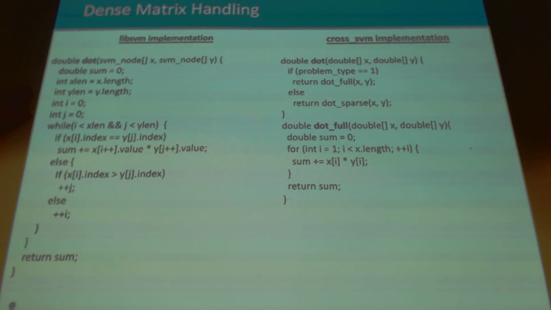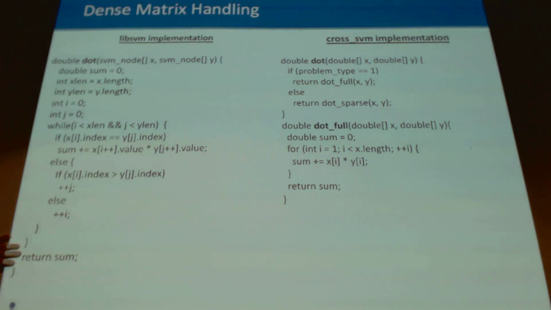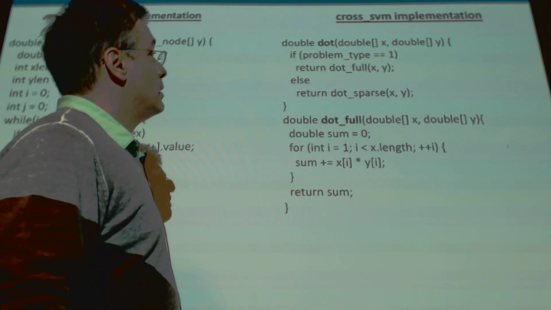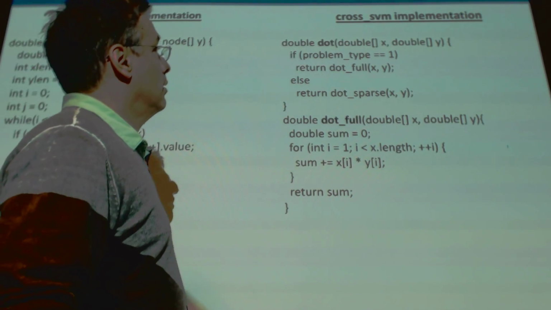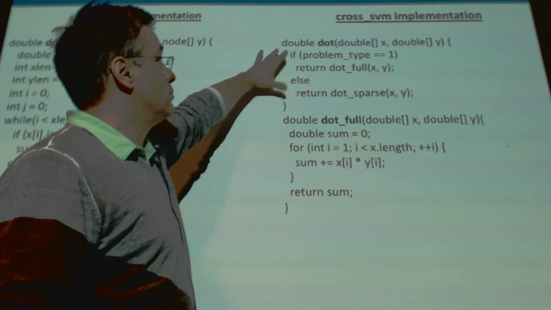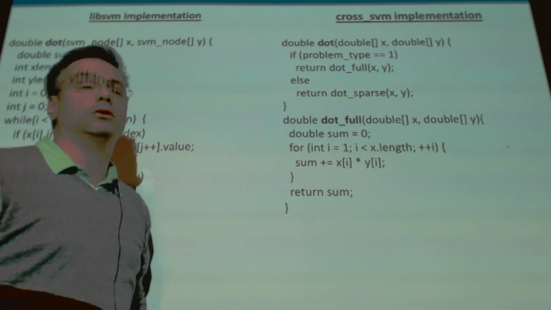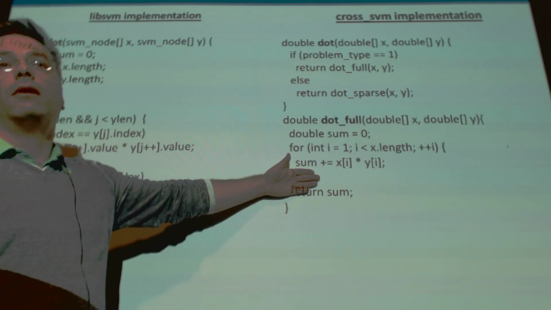This is also an aspect of the code. This is the original libsvm implementation. Because we assume that the data is sparse, we need to have these ifs to check if 2 indices of the data are the same, right? So for every calculation, every time, we need to do this. If we have a full data set, in the cross SVM implementation we say, okay, is this problem sparse or full? If it is full, just in your dot product call, call the full implementation of the dot product. Boom, no if, right?